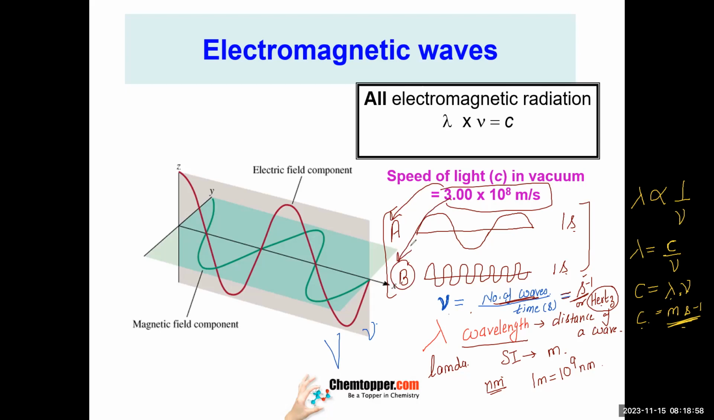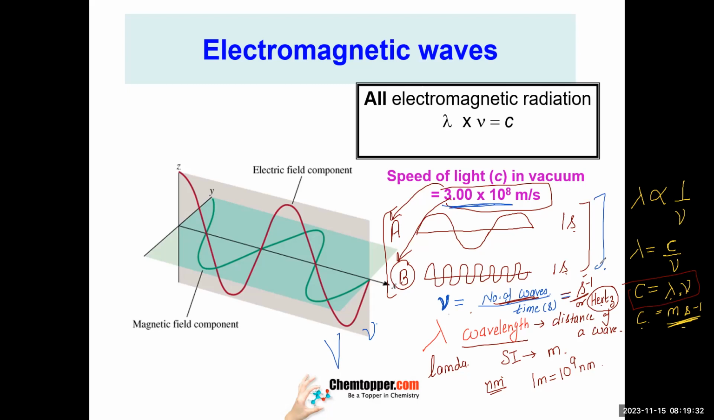This is a multiple choice question. If frequency is higher, wavelength will go down. The product will remain c only. See this equation? The product of lambda and frequency is c, and c is constant. If lambda is more, frequency will go down to maintain this constant. If lambda is less, then frequency will go up. And that's what you have seen.